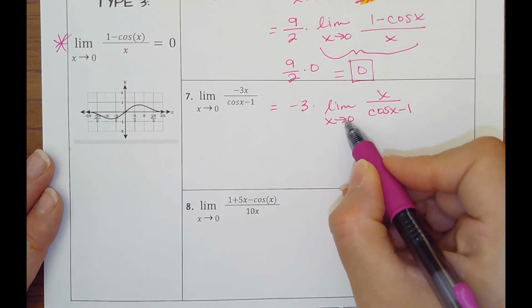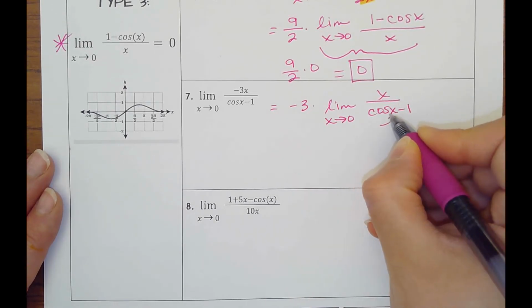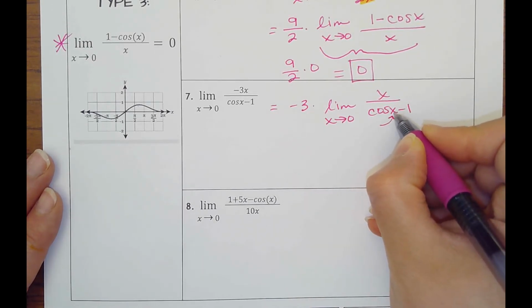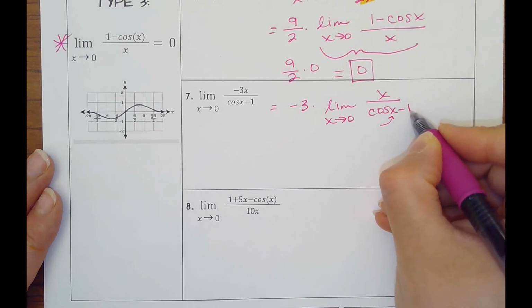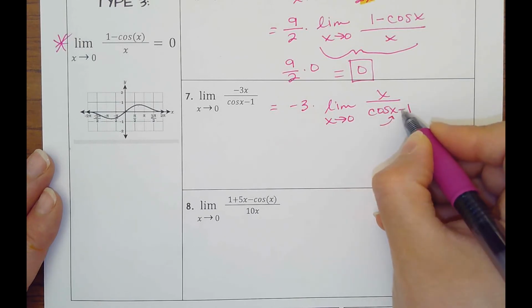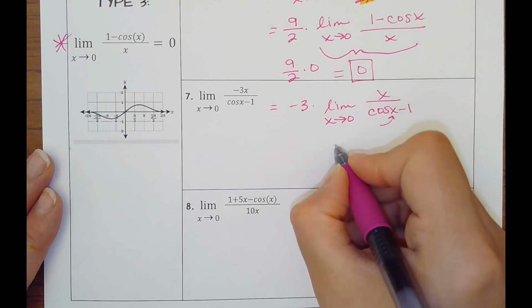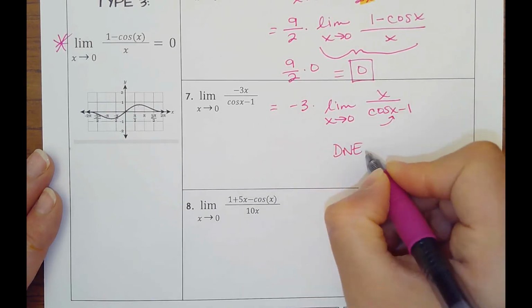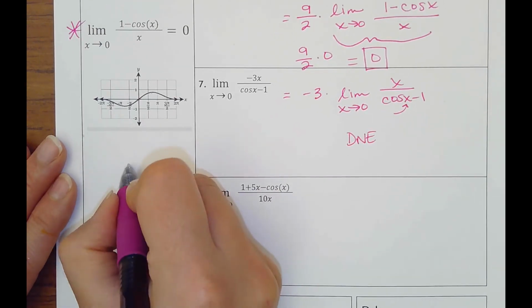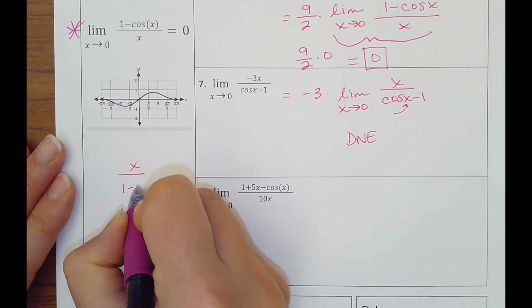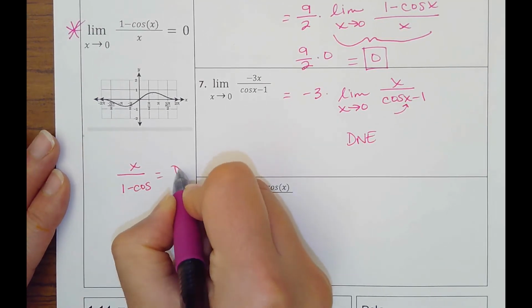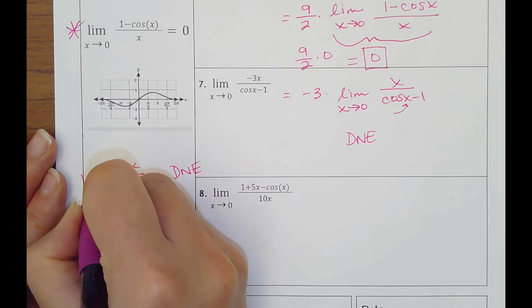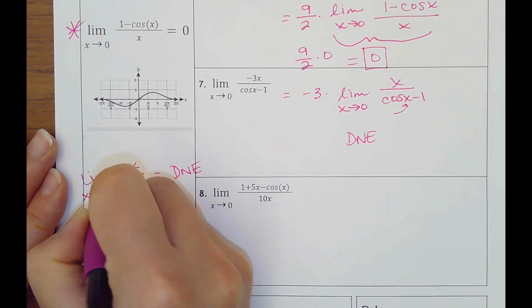See what's going to happen if I plug a 0 in here. Cosine of 0 is 1. 1 minus 1 makes it 0. So the denominator would be 0. When this happens, this is a does not exist. So you might want to make a note to yourself that if you have x over 1 minus cosine of x, that's a does not exist for the limit as x approaches 0.